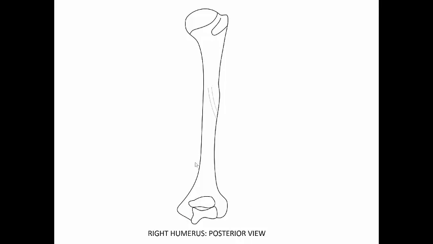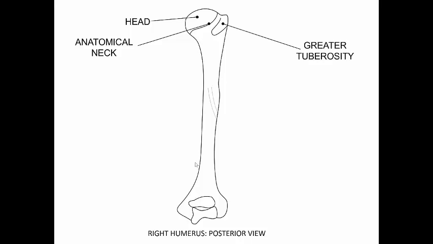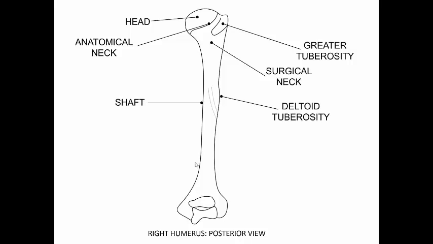If we turn our right humerus to look at the posterior view, we can still see the head at the proximal end, supported by the anatomical neck. We can no longer see the lesser tuberosity, which is located anteriorly, but we can see the very large greater tuberosity present on the lateral aspect of the bone. The narrowing of the proximal end as it forms the shaft, the surgical neck, is still visible. And the deltoid tuberosity located laterally along the shaft can also be identified.